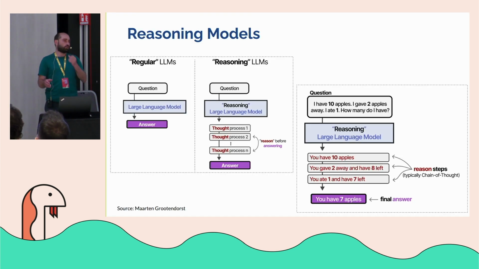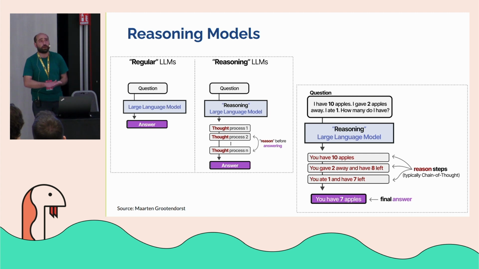First of all, what do we mean by reasoning model? It's just a language model that, before giving you the answer, produces a chain of thoughts. And so the final answer is based on this chain of thoughts. And this, especially for verifiable domains, can work better.